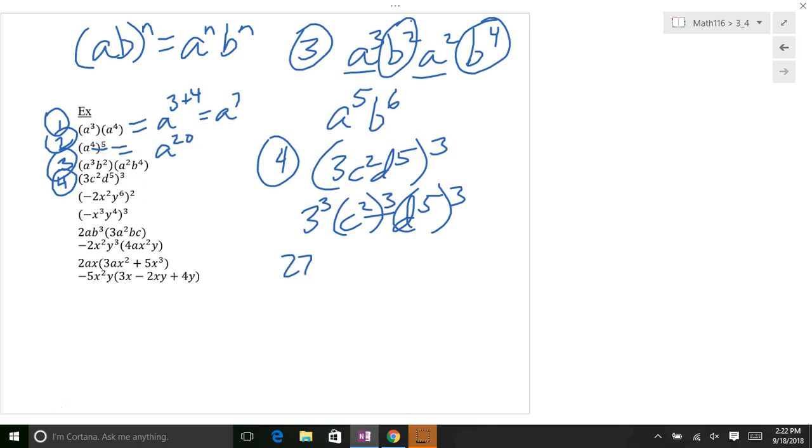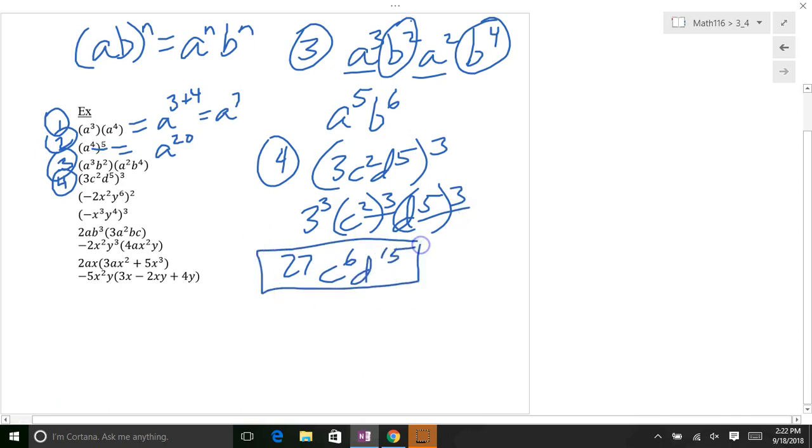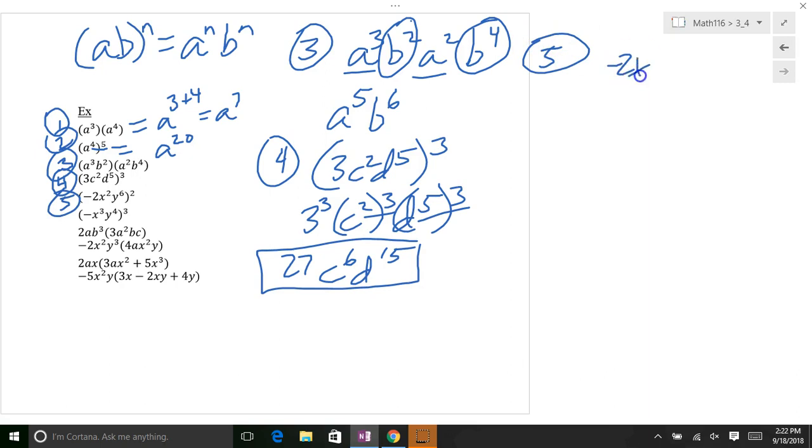3 of those c squared, so you multiply it, power of a power, when they're right next to each other like that, you're going to multiply it. D to the 5th to the 3rd, so d to the 15th. That's number 4. Number 5 here, we've got negative 2x squared y to the 6, and this is all squared.